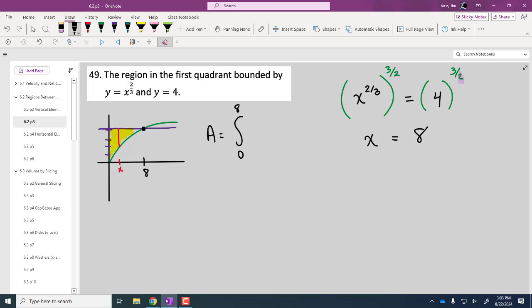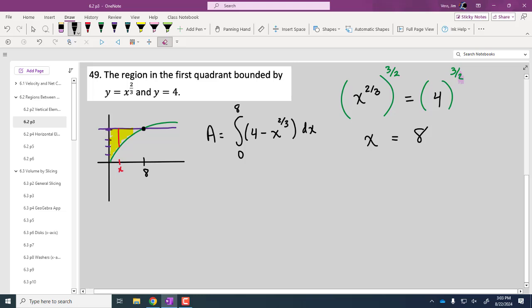So we are finding the area of a rectangle. The height is a vertical distance. If you're trying to find the distance vertically, you always do the upper minus the lower y values. The upper y value is 4. The lower y value is x to the 2 thirds. So the area will be 4 minus x to the 2 thirds multiplied by dx. That whole quantity in here, you can think of as the area of the rectangle, or you can think of it as a distance function right here. And the integral of a distance function gives you area.